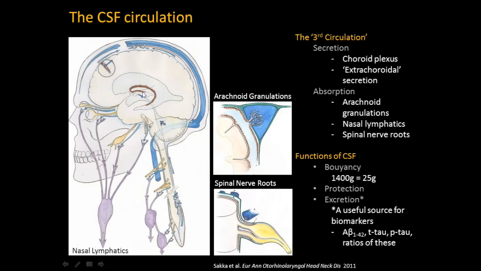The CSF is secreted in the ventricles, and then is regarded to flow in a continuous column out through the ventricular system, spilling out into the cisterna magna, and then the wider subarachnoid cisterns, where it basically surrounds the brain and also the spinal cord. From there, the CSF is thought to be reabsorbed. When you talk to clinicians, where they think it's reabsorbed is typically through the arachnoid granulations in the dural sinuses, through these valve-like structures.